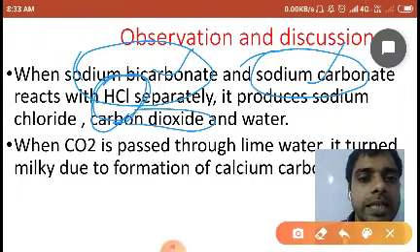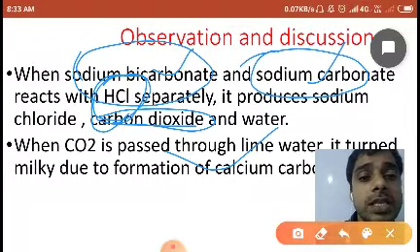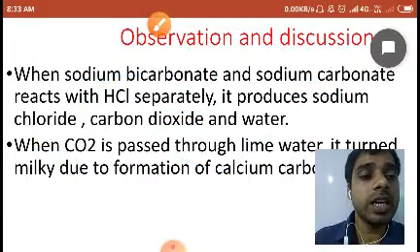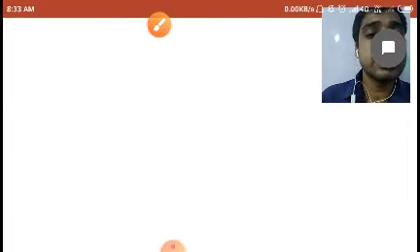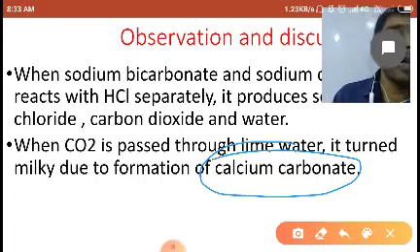And that carbon dioxide, when it passes through the lime water, turns it milky due to the formation of calcium carbonate. You can see here, due to the formation of calcium carbonate. So this is the reaction, okay?